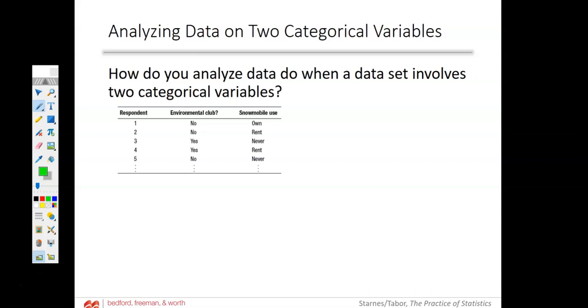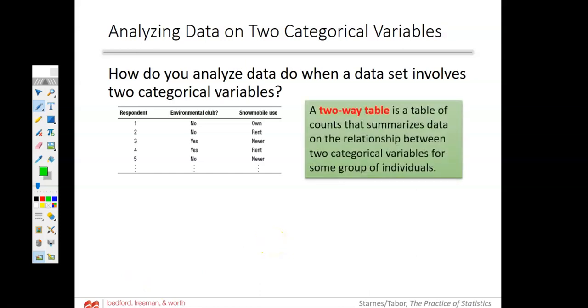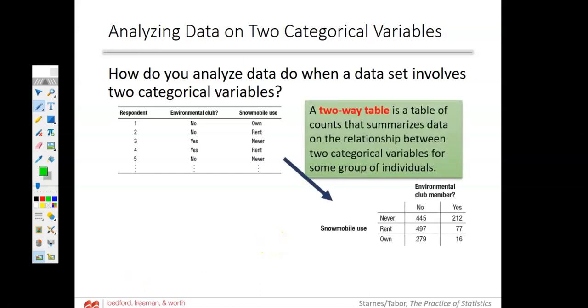Okay, so this is talking about two-way tables. If you have two columns of data, we have environmental club, are you in it? Yes or no? Snowmobiles, do you use them, own them, rent them, never use them, that kind of thing. So you can make a two-way table out of that data.